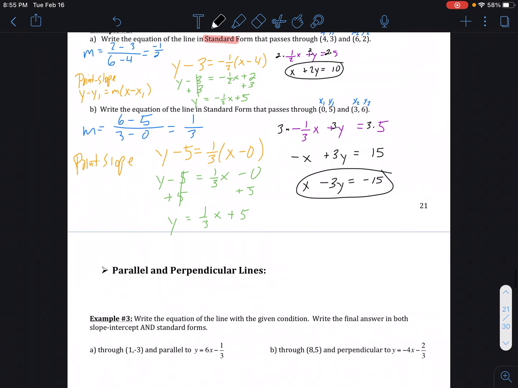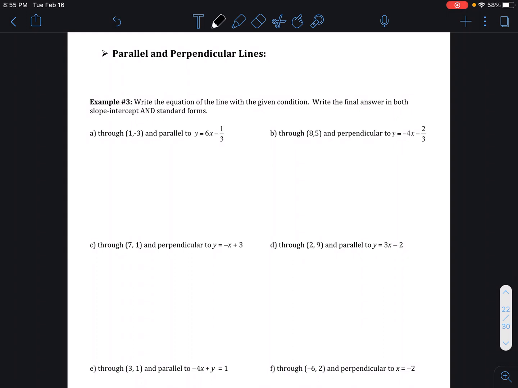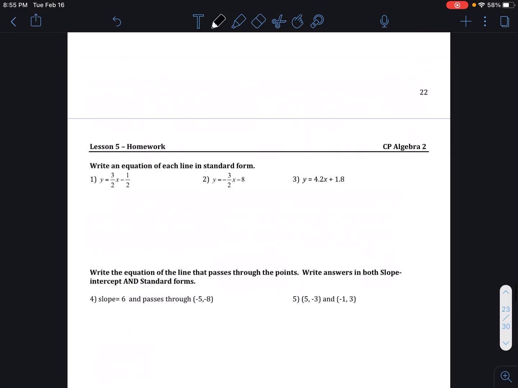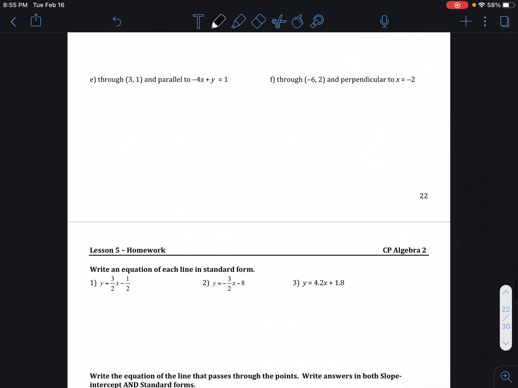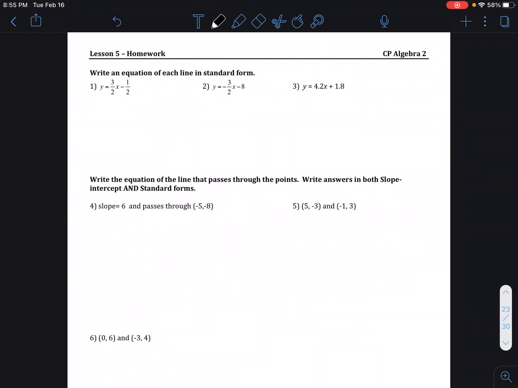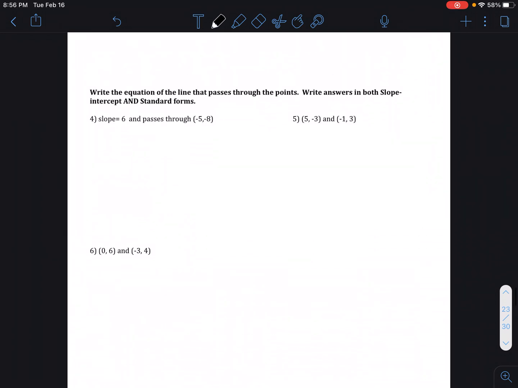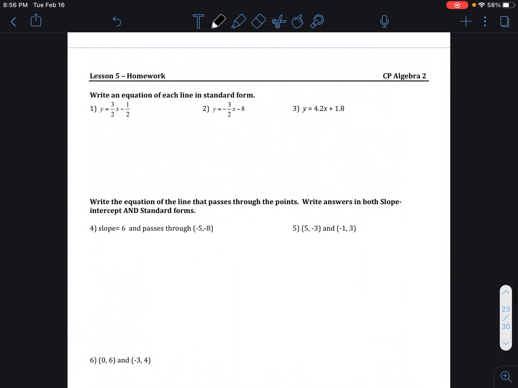Okay, guys, I'm going to end this here. This is a really long lesson. Too much to get into parallel and perpendicular lines. I actually like to split this up into 2 days. So at this point, we finished the first half of lesson 5. So you guys are good to move on to your homework. The lesson 5 homework, you guys should be able to do 1, 2, and 3. You should be able to handle 4, 5, and 6, and then stop there. So you should be good to do page 23, 1 to 6.